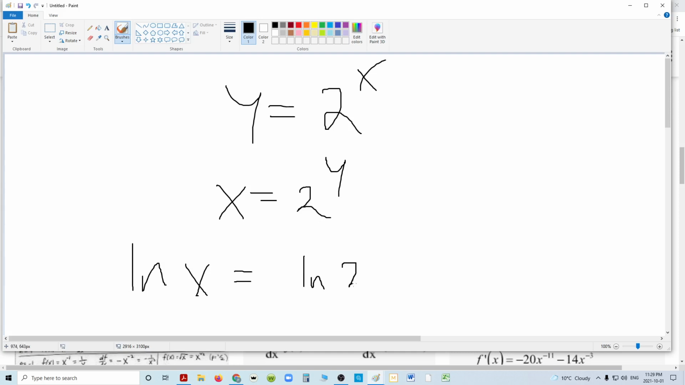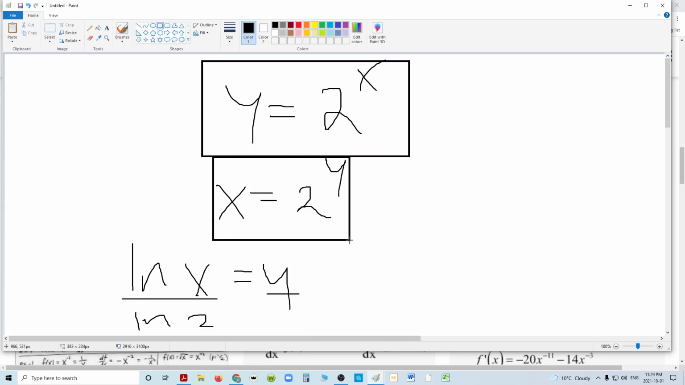ln of 2 to the y. We can now bring the y down, and we get y times ln 2 is equal to ln x. Well, to get rid of this ln 2, which is just a number, I'm going to divide both sides, or multiply both sides by the reciprocal, and I'm left with this: y is equal to ln x over ln 2.